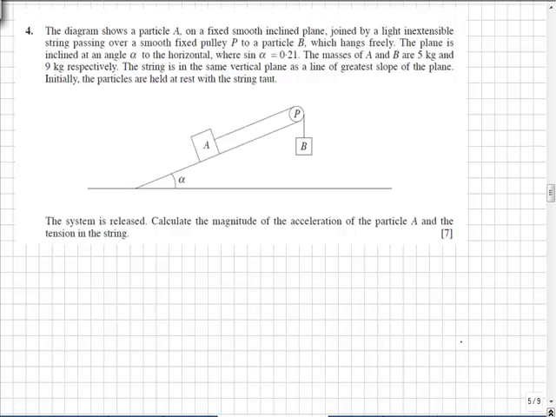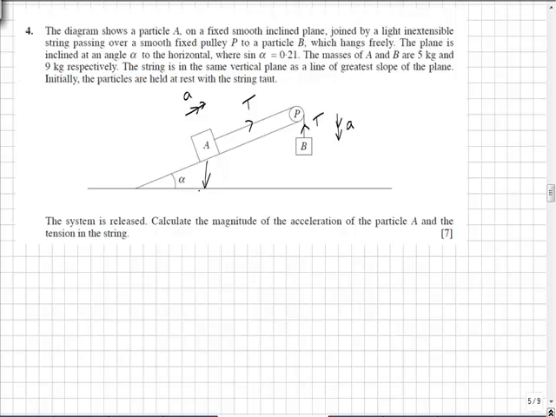In question 4, we're asked to find the magnitude of acceleration and the tension in the string for this system of connected particles. Important to note straight away that it's a smooth plane, so frictional force isn't acting here. So if we put in the main piece of information that we've got, we have the tension in the string, we have the acceleration in the string, and we'll assume it's moving in that direction, and we also have the weight of A acting vertically downwards.